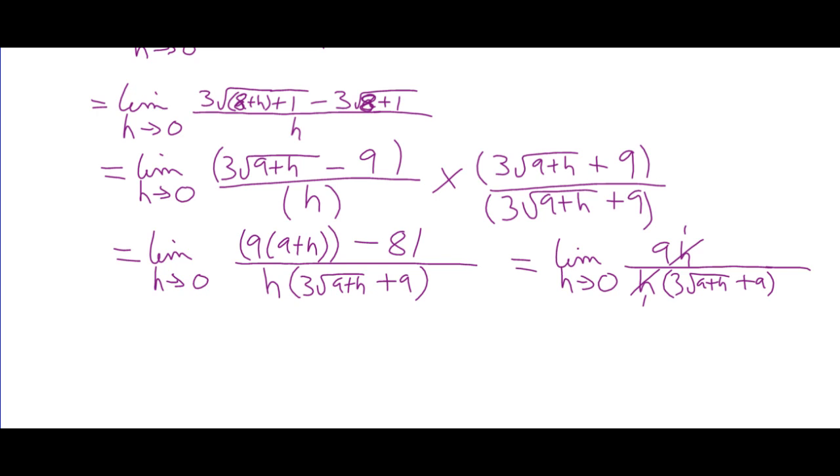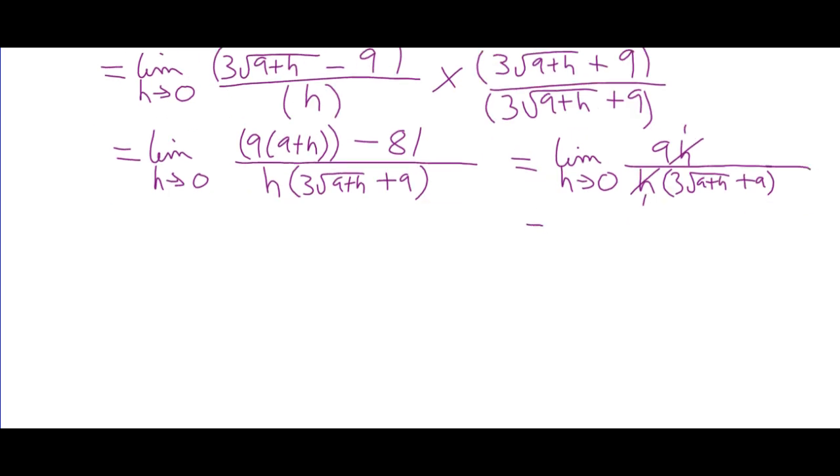So now the h's cancel, right? So now what? Now you can put 0 in for h, right? There's no impediment. So what's that equal to? Well, we've got 9 over 3 root 9 plus 0 plus 9. I think that's just another 18, right?